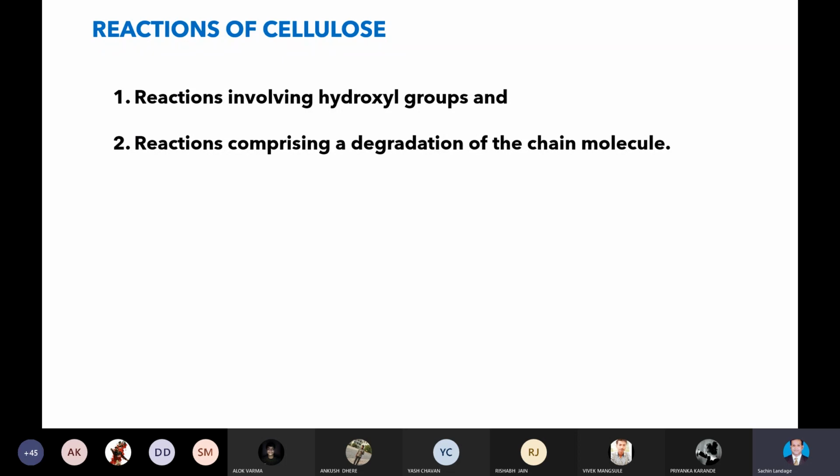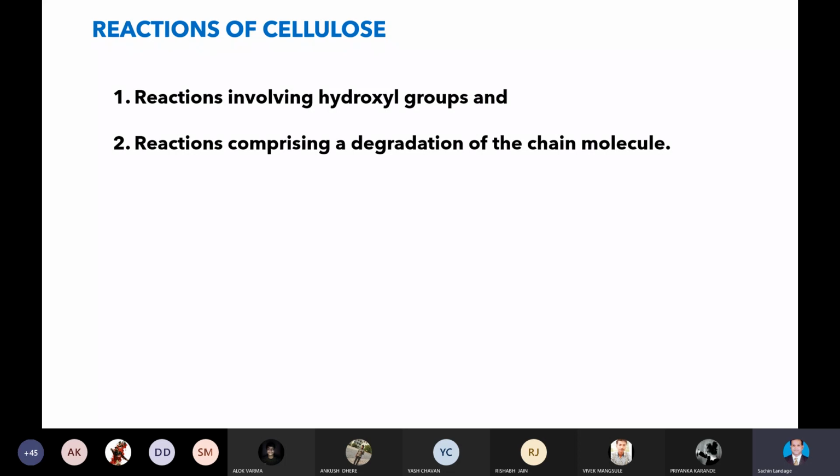So there are two types of reactions which are taking place. The reactions involving the hydroxyl groups: wherever the hydroxyl groups are there, what are the reactions which are taking place? And second, reactions comprising the degradation of the chain molecules, meaning the reaction which causes the long chain to break down, or the ring to break down.